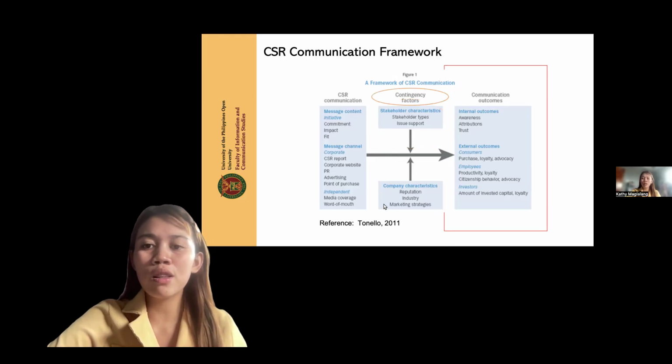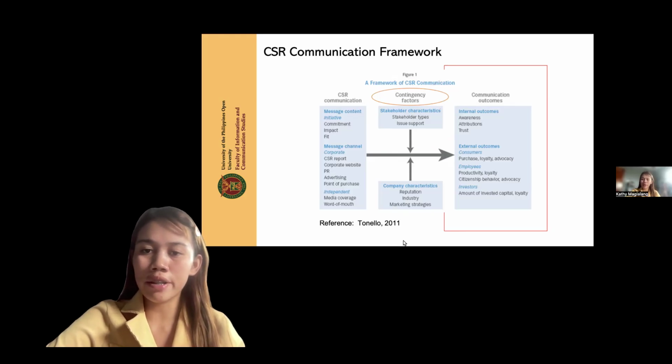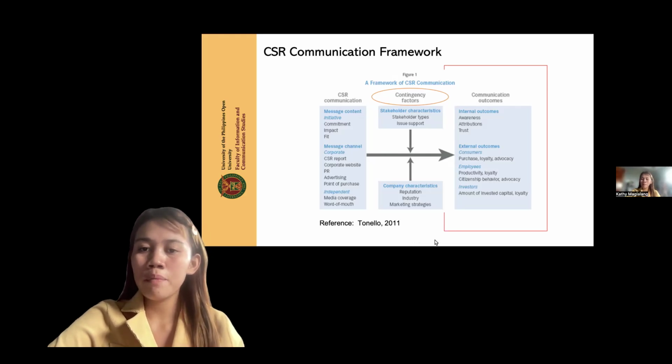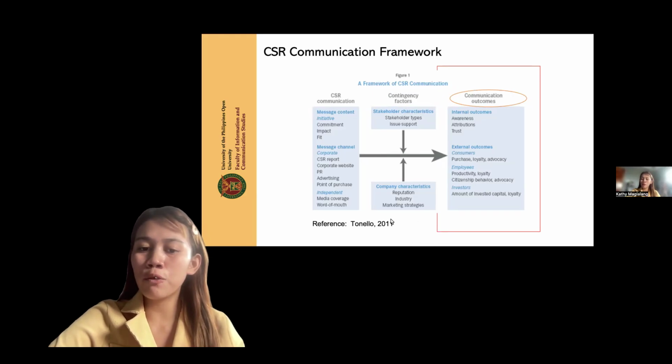The framework also includes contingency factors, as you can see in this figure, and they influence how CSR communication works. It includes stakeholder characteristics, such as their interest and level of support, and company characteristics, such as reputation, industry, and communication strategy. Okay, now let's proceed with the final component of CSR communication, which is the communication outcomes.